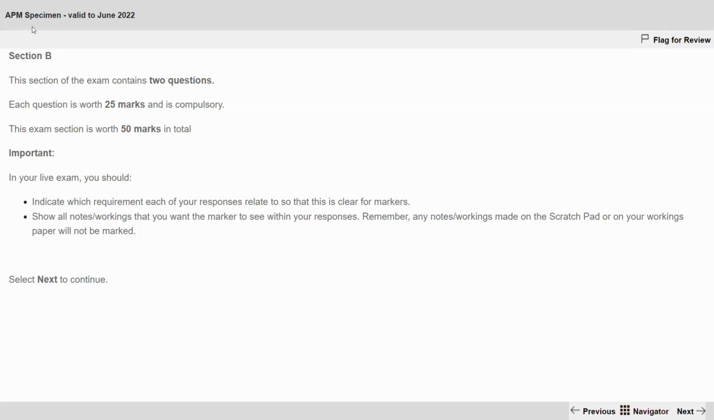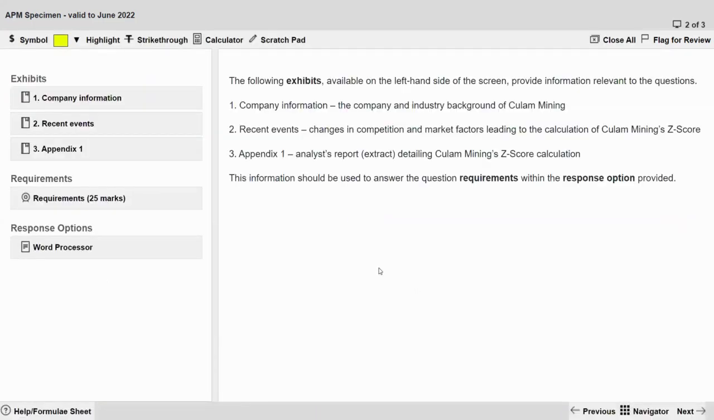As I said, I've used the APM specimen examination, the one that I opened up, which is available for the period after June 2022. So it's based on the new syllabus, not the old syllabus. Let me start discussing what exactly this is going to be. We have question 2 of this paper, which is a question named Coulomb Mining.